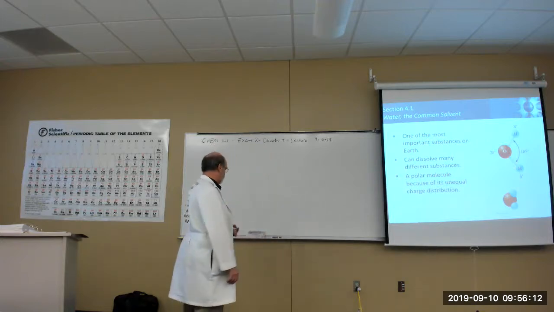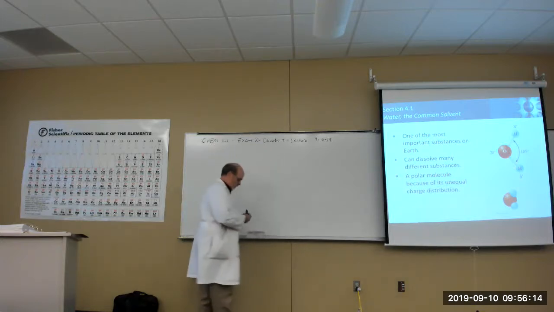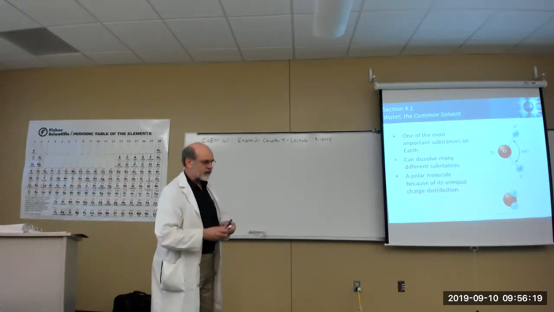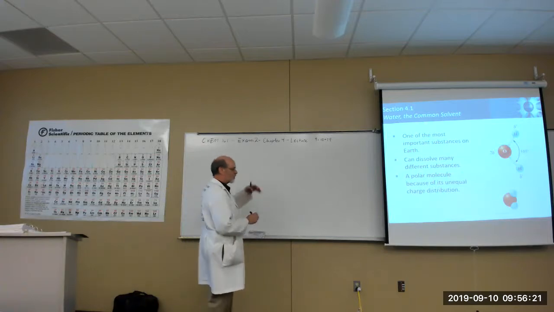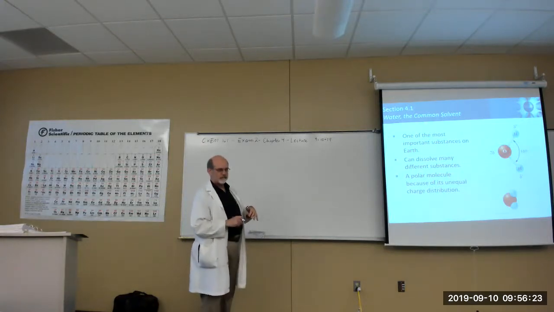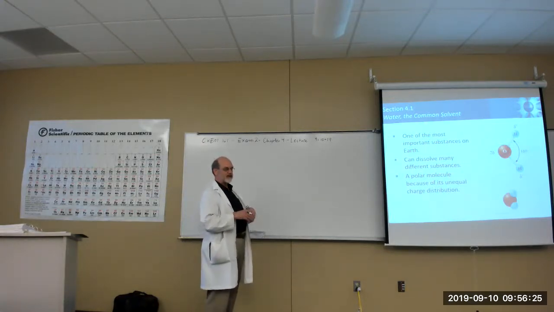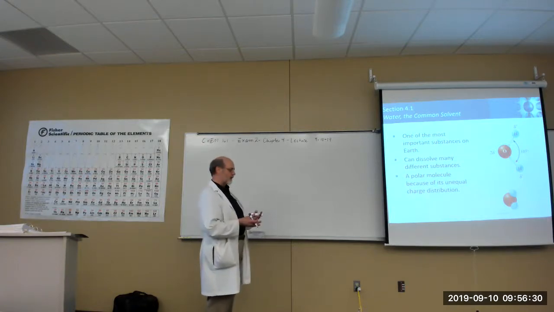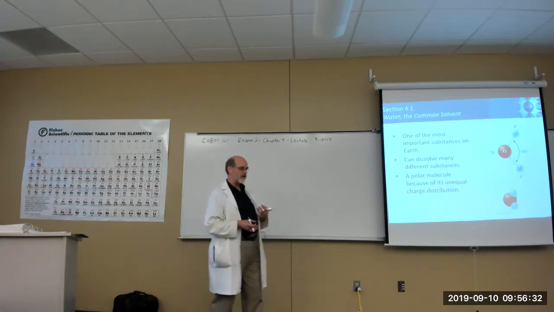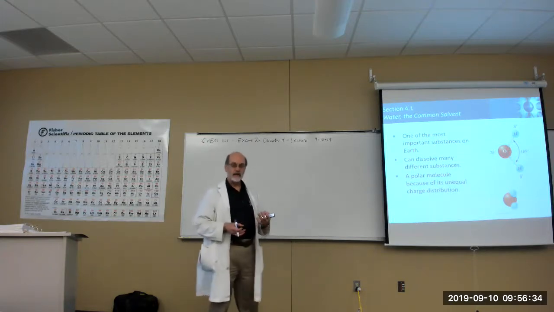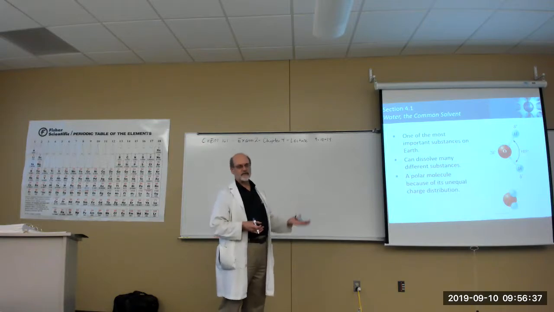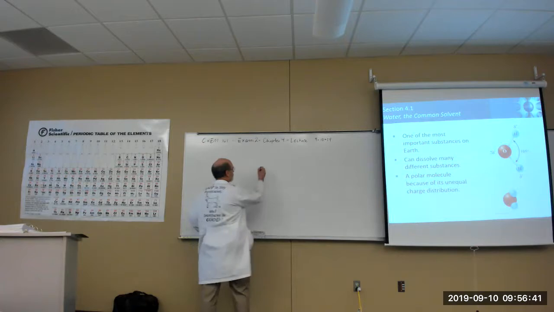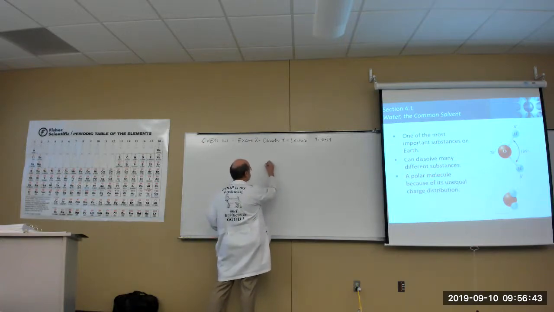What do we mean by polar? Well, polar is a way of expressing a difference in a molecule between one side of the molecule and the other. And it refers to basically the distribution of electrons. So if the distribution of electrons around a molecule is uneven, then one side would be slightly positive and the other side would be slightly negative. And that is the case with water. And it owes to two different things.